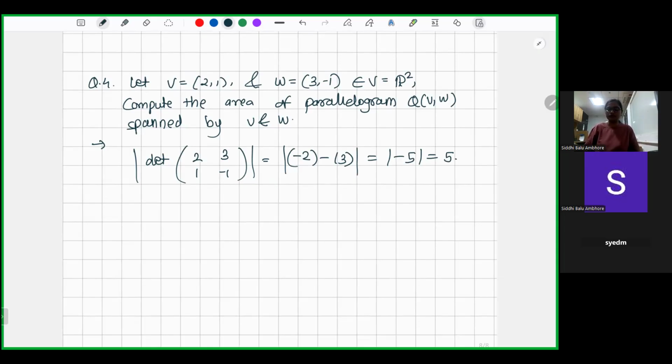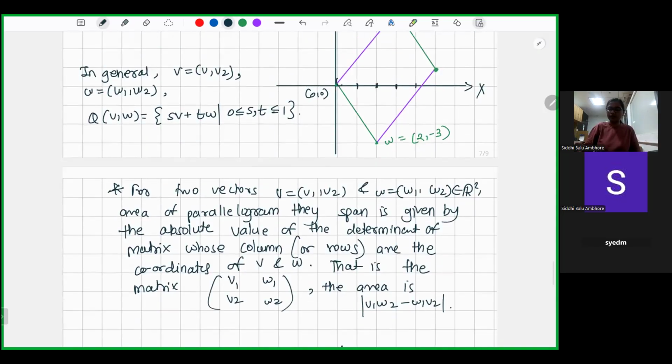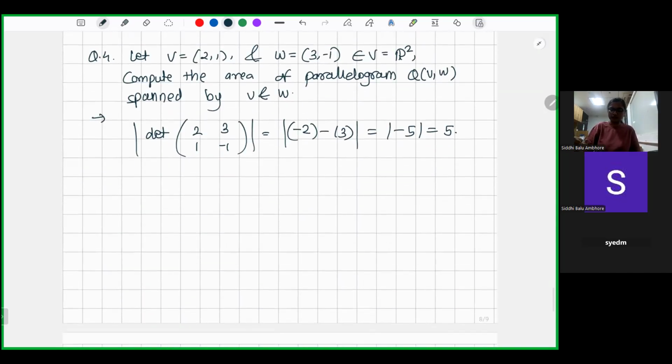So yeah, and that's it. That's the area of the parallelogram spanned by these two. And it's this parallelogram, by the way. This 2, 1, it is here. And 3 minus 1 will be here. So it will be this parallelogram. And we calculate that this has area 5. That's it. Okay, this was my 2, 1. And this is 3 minus 1. This is 0, 0. And this is what?